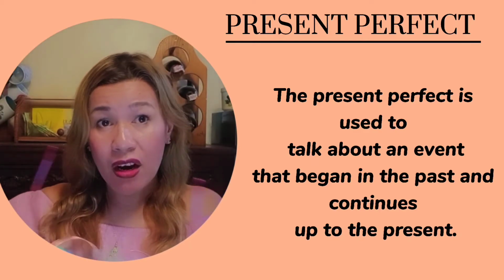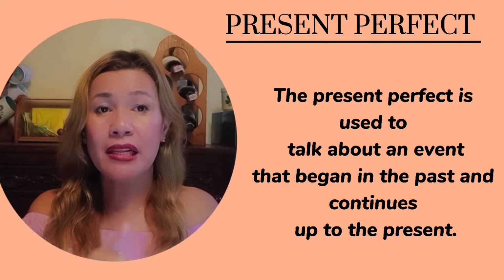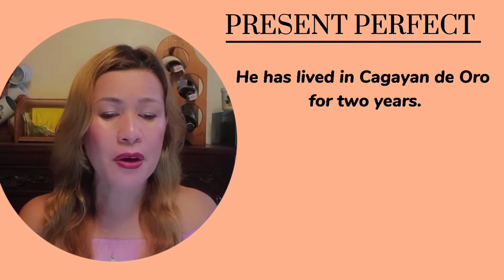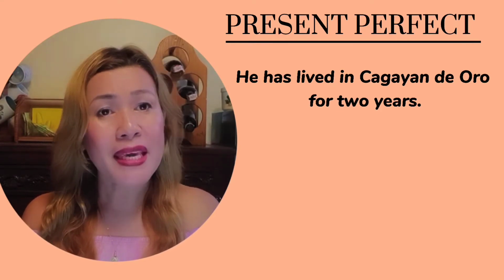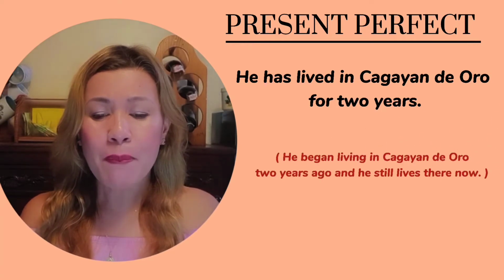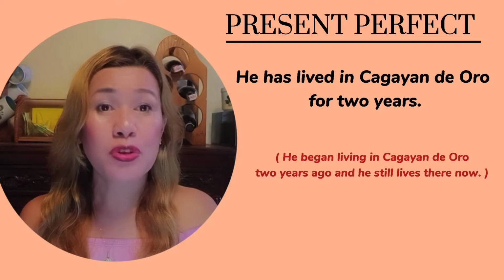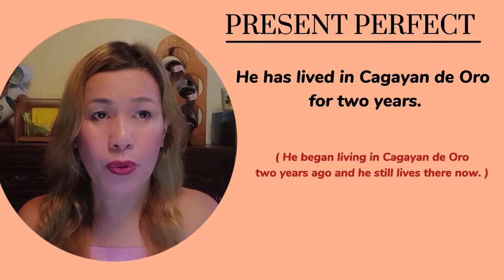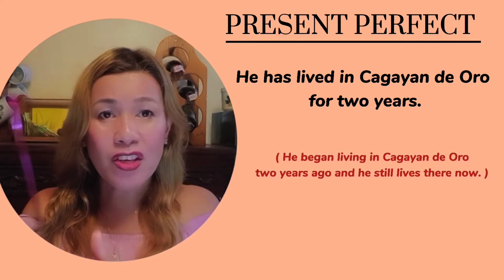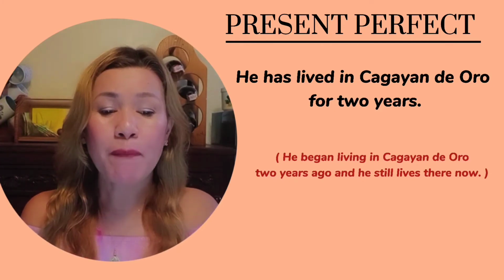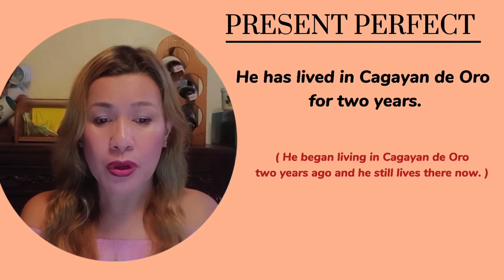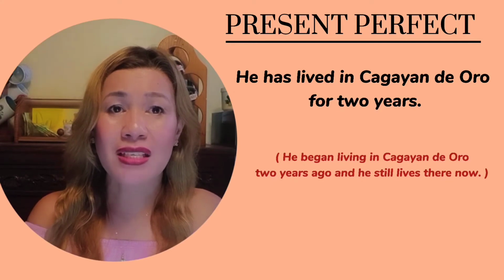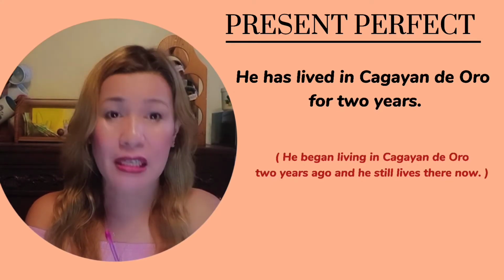It has a trace of the past, and up to now, it is still happening. Okay? In this example, he has lived in Cagayan de Oro for 2 years. The meaning of that sentence is, he began living in Cagayan de Oro 2 years ago, and he still lives there now. Okay, so there's a trace of the past. The action started sometime in the past, and up to now, it is still true. Alright, so that's the first use of the present perfect tense to indicate that the action has started sometime in the past, and up to now, it is still happening.